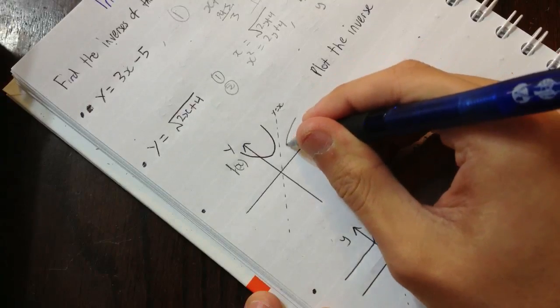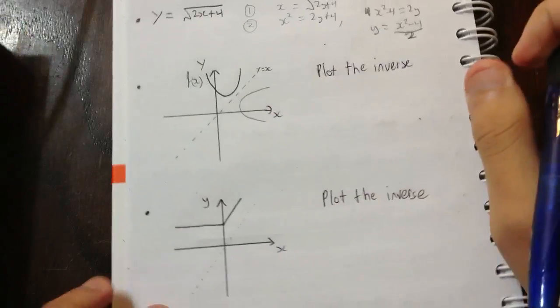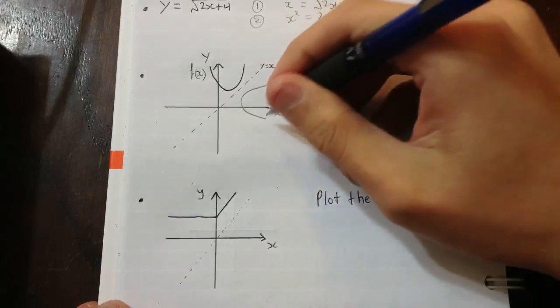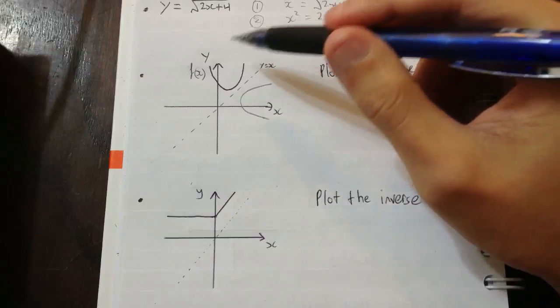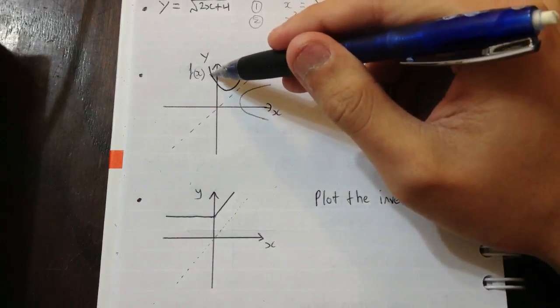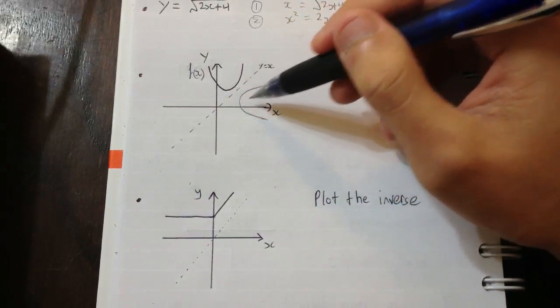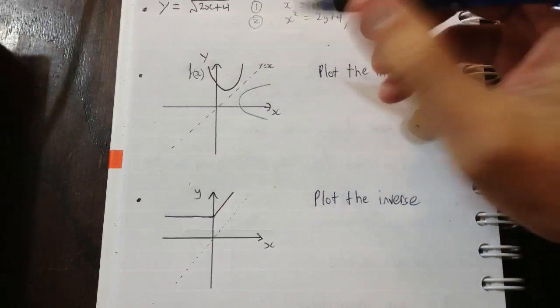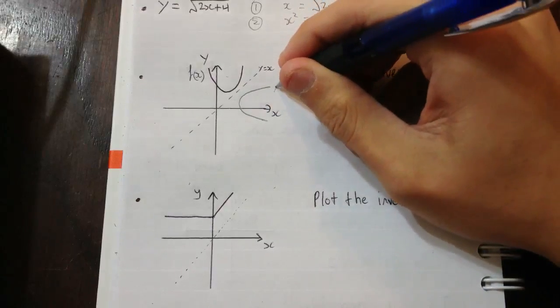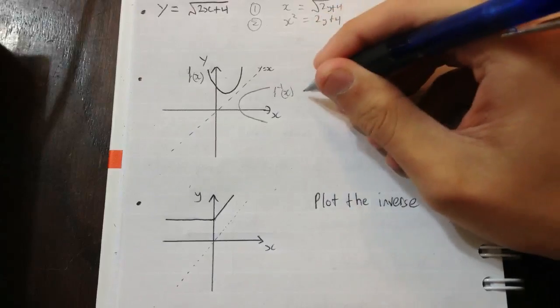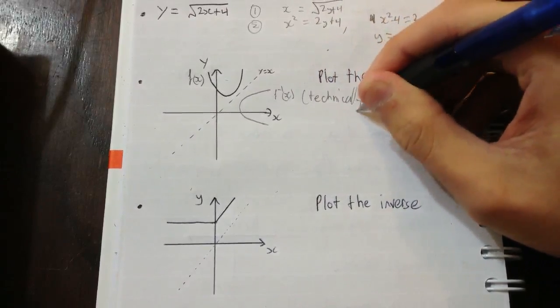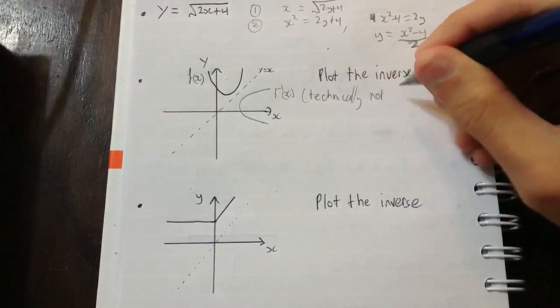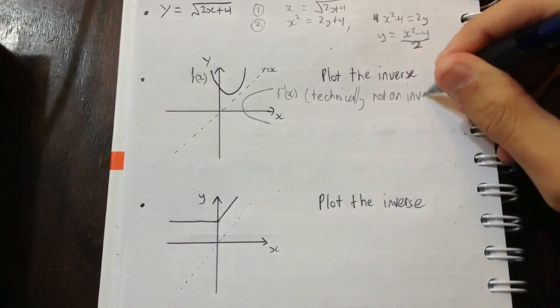Okay, let's try it. Hey, that looks like an inverse. It's technically not an inverse. I'll explain to you why later. You can't actually have this section. But in terms of the plotting skill, the way you do it, that's correct. But I'm going to write "technically not an inverse." But the skill is correct. So draw it and enjoy.